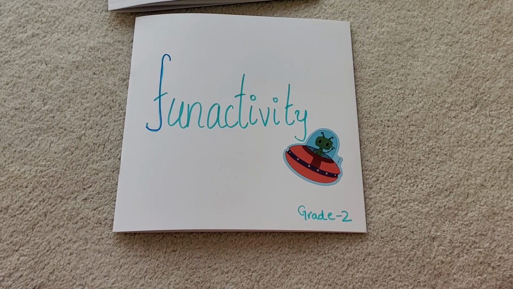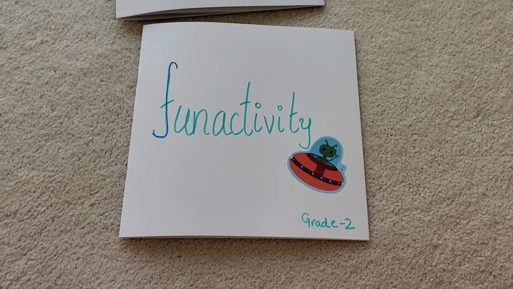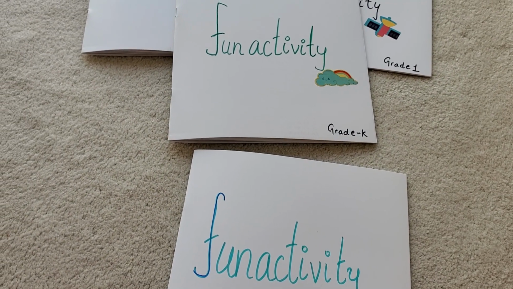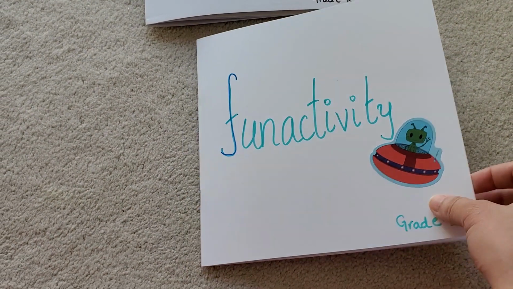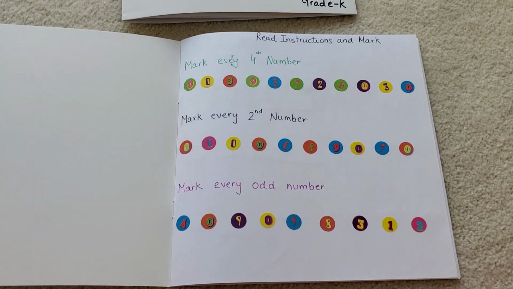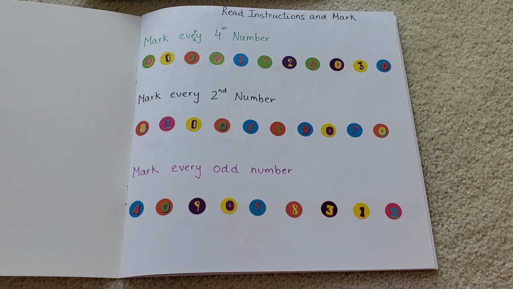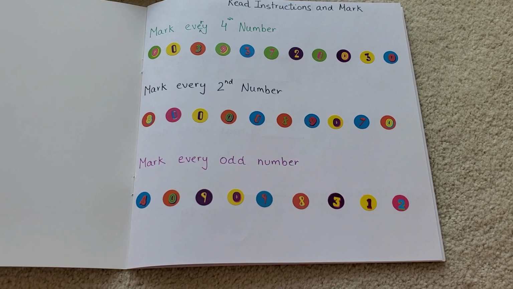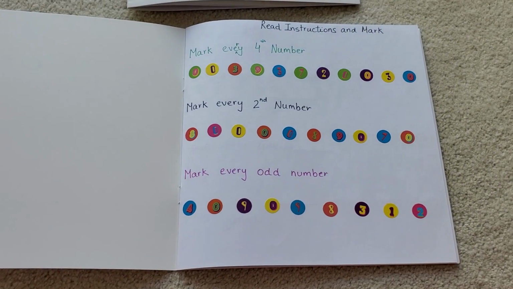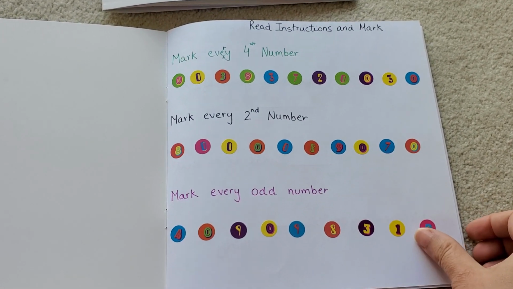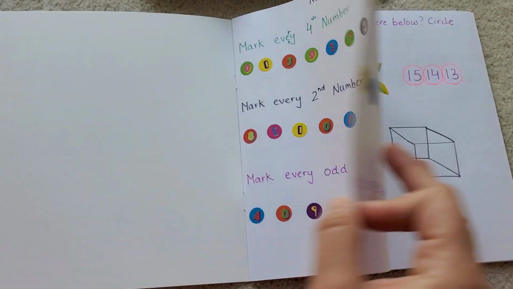I'm sharing with you a book that I created for grade 2, and I made one for grade 1, K and pre-K. These books are going out today. And quickly getting into the book. It says read instructions and mark. Mark every fourth number, mark every second number, mark every odd number. So that's how you're going to get started, by just keeping it very simple and easy.